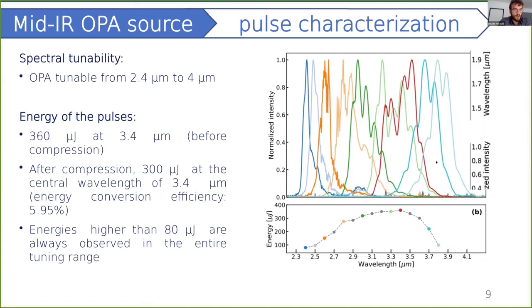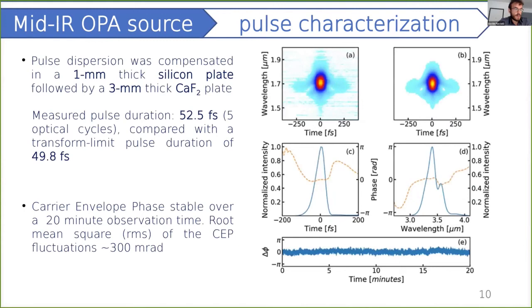After compression, the measured pulse duration was 52.5 femtoseconds, which is really close to the transform-limited pulse duration and corresponds to 5 optical cycles. The source is also passively CEP stable, and we measured a root mean square CEP of about 300 milliradians over 20 minutes of observation time. So this can potentially allow us to study the role of CEP on the HEG emission.